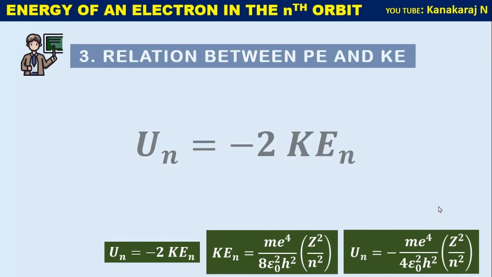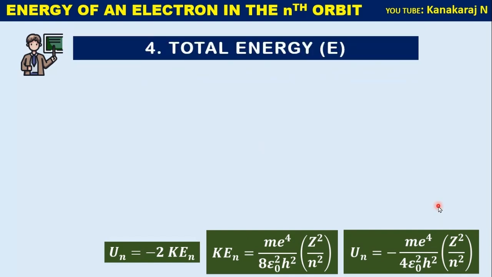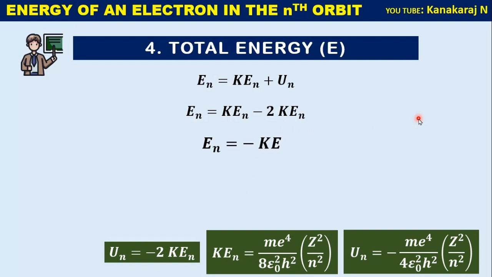So let us go for the total energy of the electron in the nth orbit, which is the sum of the kinetic energy and potential energy of the electron in the nth orbit. So let us bring the kinetic energy term and potential energy term to the picture. En equals Ken minus, instead of epsilon n, let us bring -2 Ken here. So we get the energy En equals minus Ken.